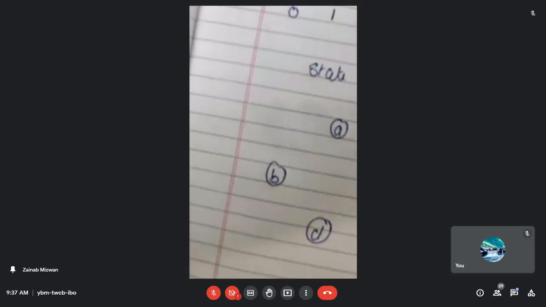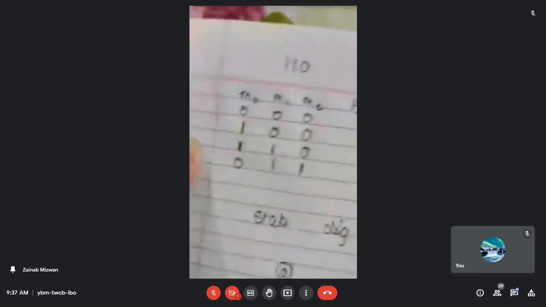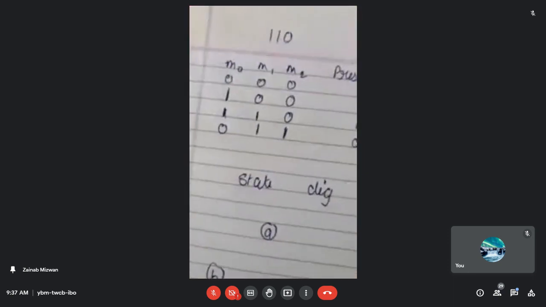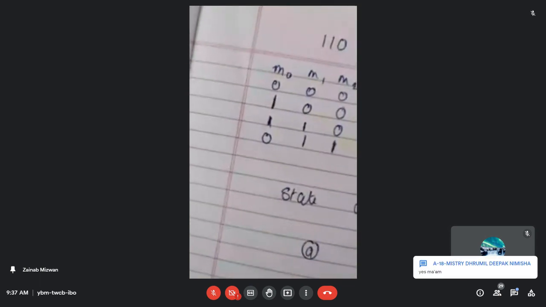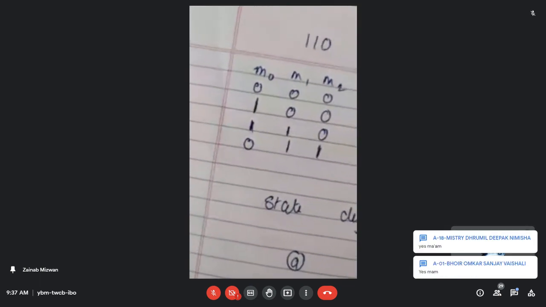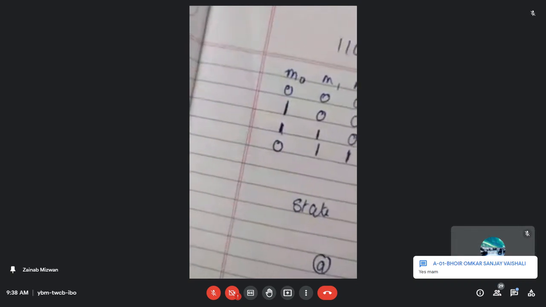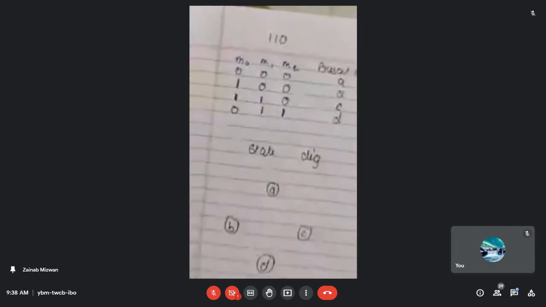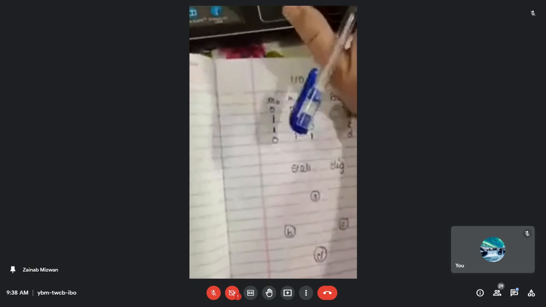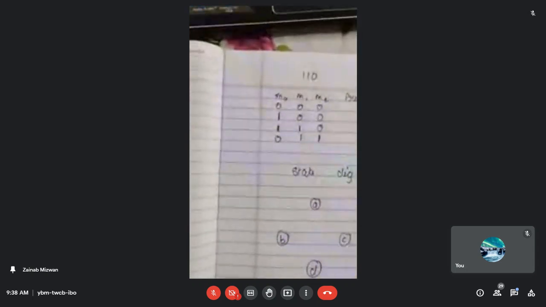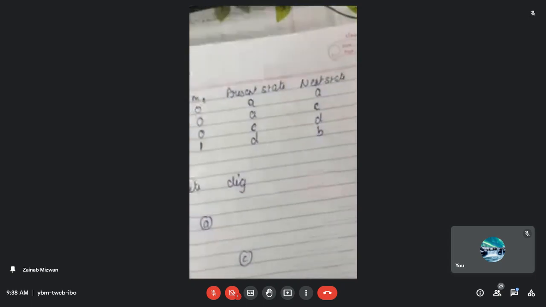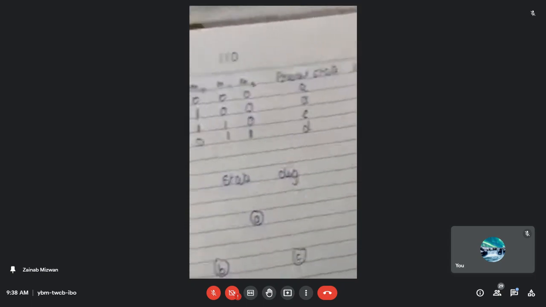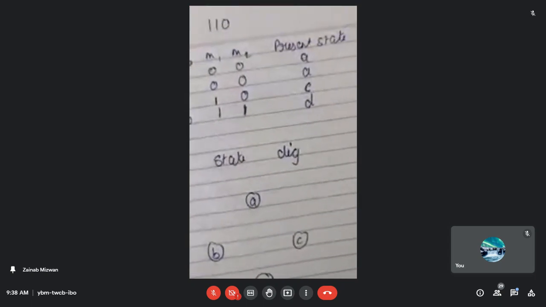So I will start drawing the state diagram. Has everybody completed the table? Everybody has completed this table? You can text me a message. I hope all of you have completed the table. It's not difficult because I have taken only 3 input bits over here, so it is very easy to draw the table.